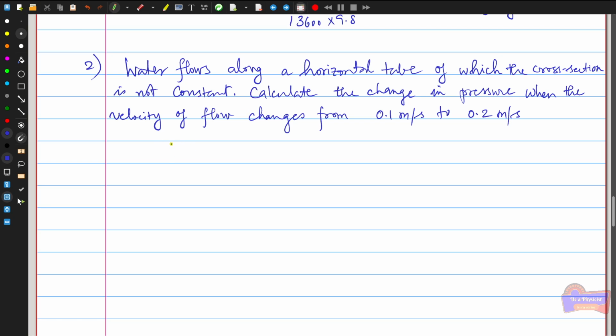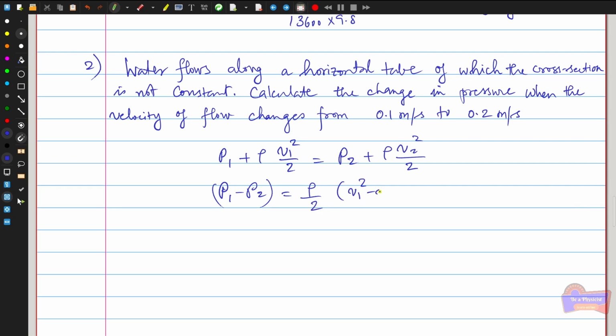So again I can write Bernoulli's equation as P1 plus rho into V1 squared divided by 2, equal to P2 plus rho into V2 squared divided by 2. I can take P2 to the left hand side and the other quantity to the right hand side. The difference P1 minus P2 is equal to rho divided by 2 times V1 squared minus V2 squared.